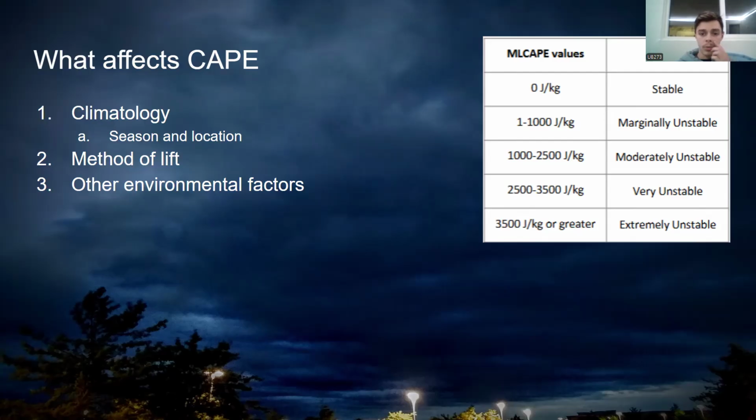But here are some levels of CAPE and what stability they're associated with. ML, we'll talk about what that means later, because there are different types of CAPE. But if we have zero, that's stable, then 1 to 1,000, and you can read the rest. Obviously, the greater the CAPE, the greater the instability that we have, is the point.